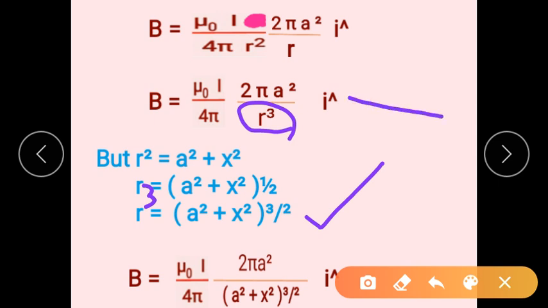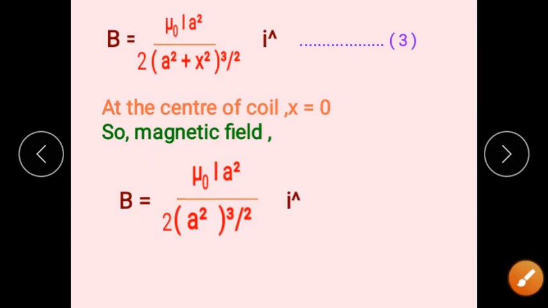Therefore, this equation will become μ0 I by 4π 2π a² plus x² raised to 3 by 2 î. In the numerator there is 2π, in the denominator there is 4π. Cancelling, finally we will get B is equal to μ0 I a² divided by 2 (a² plus x²) raised to 3 by 2 î. This is the final result of the magnitude produced at the point P due to the entire circular loop. We can see the direction of magnetic field is along î.